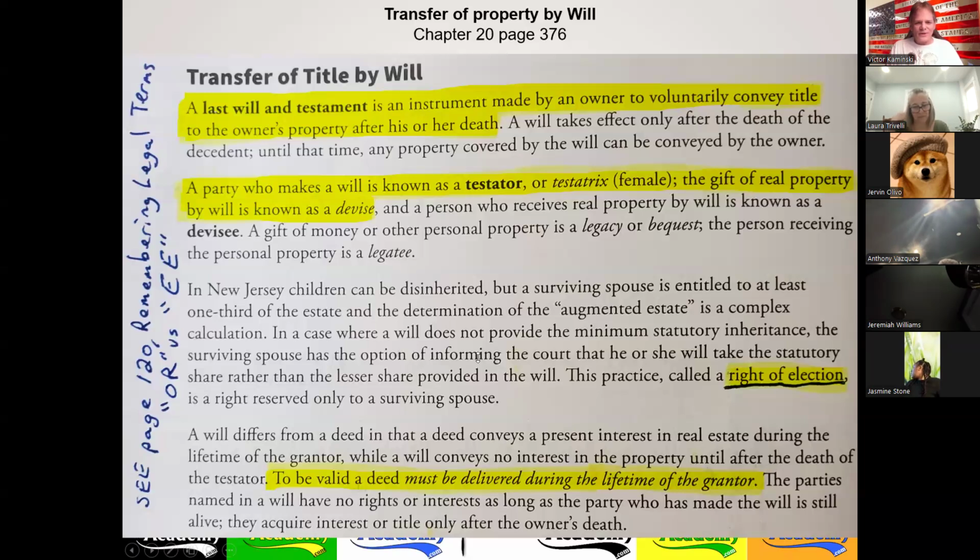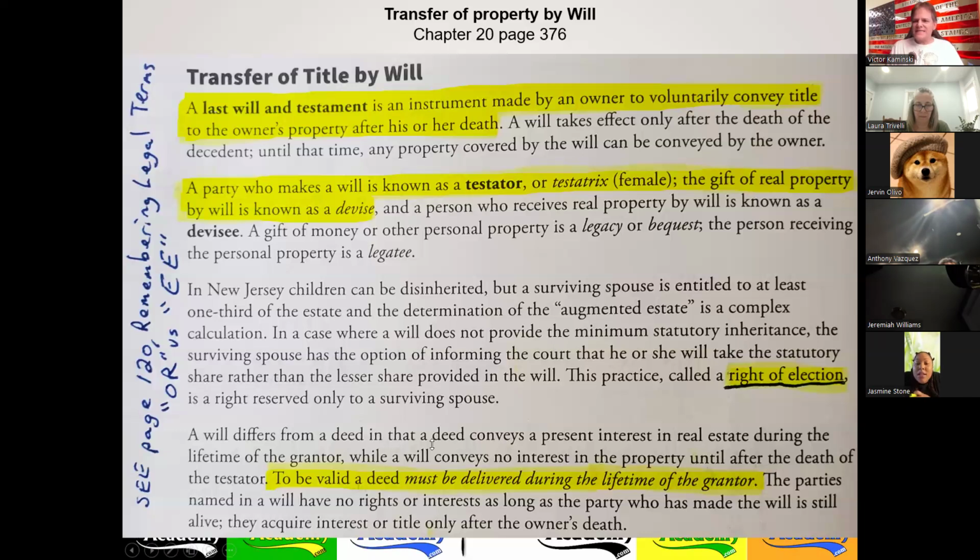So in New Jersey, children can be disinherited, but a surviving spouse is entitled to at least 1/3 of the estate, and the determination of the augmented estate is a complex calculation. In a case where a will does not provide the minimum statutory inheritance, the surviving spouse has the option of informing the court that they will take the statutory share rather than any lesser share that had been provided in the will. This practice is called the right of election and is reserved only for a surviving spouse.